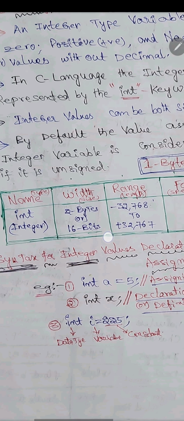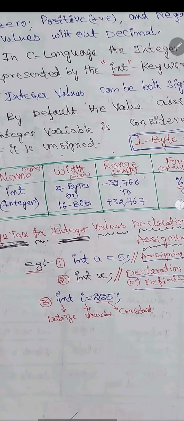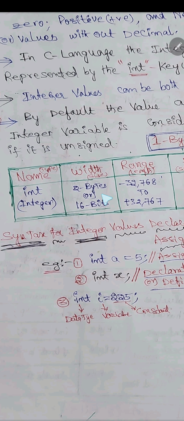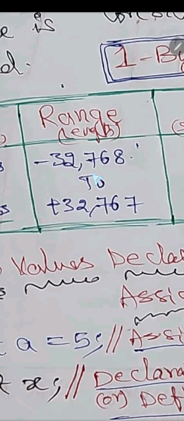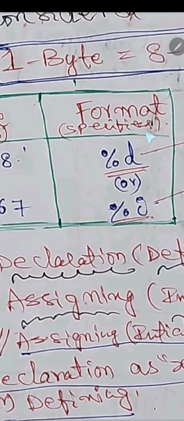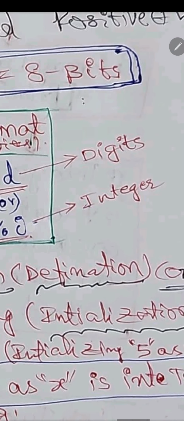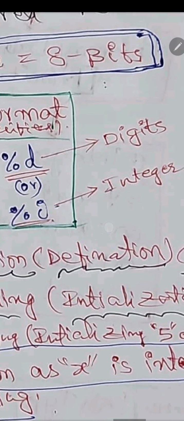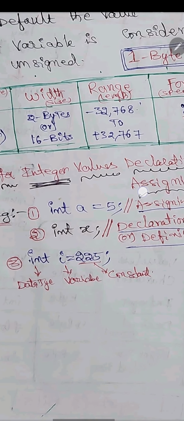These are the int data type. By default, 1 byte equals 8 bits. Integer type will occupy 2 bytes, so 2 bytes equal 16 bits. Thus the range is minus 32,768 to plus 32,767. Because of the positive side, 0 will be there, so 1 is reduced there. The format specifier is percentage d or percentage i. Percentage d means decimal or digits, percentage i because it is an integer value.